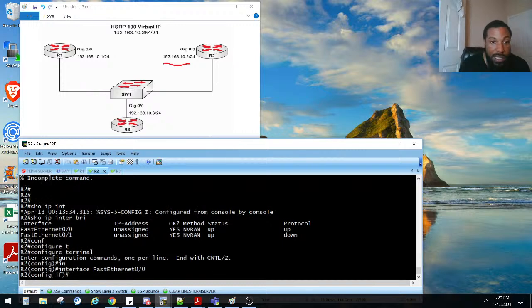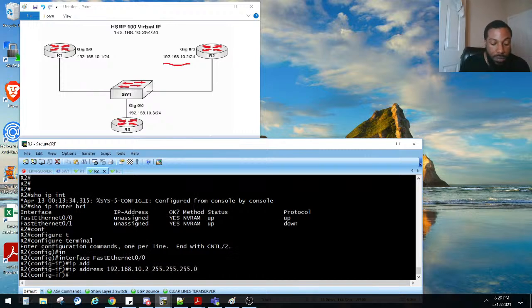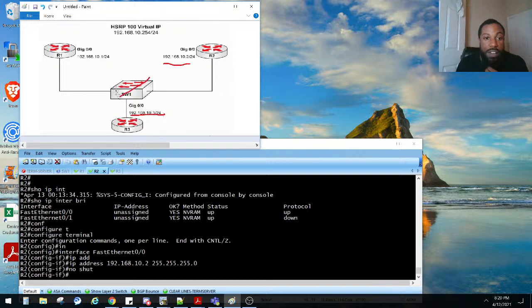Let me know if y'all have any questions or anything like that, man. IP address 192.168.10.2/24, right? And we got to do the same thing on router 2. I don't think we have to do any configuration on switch 1. This guy's just going to act like a hub. Not necessarily a hub, but we don't do any configurations on it. So don't get too hung up on switch 1.